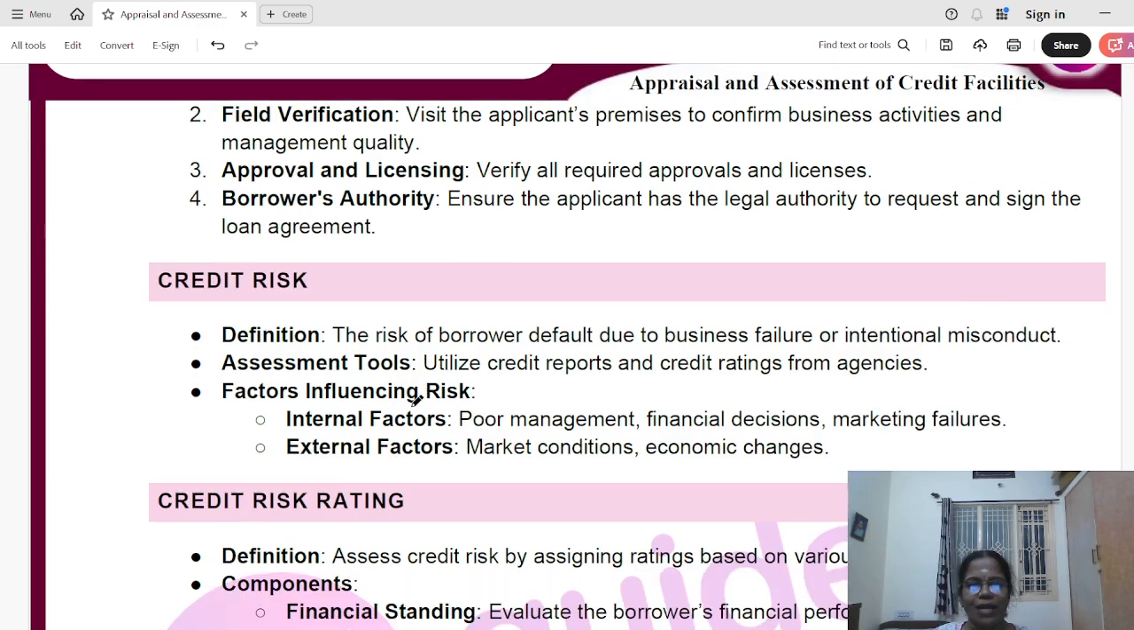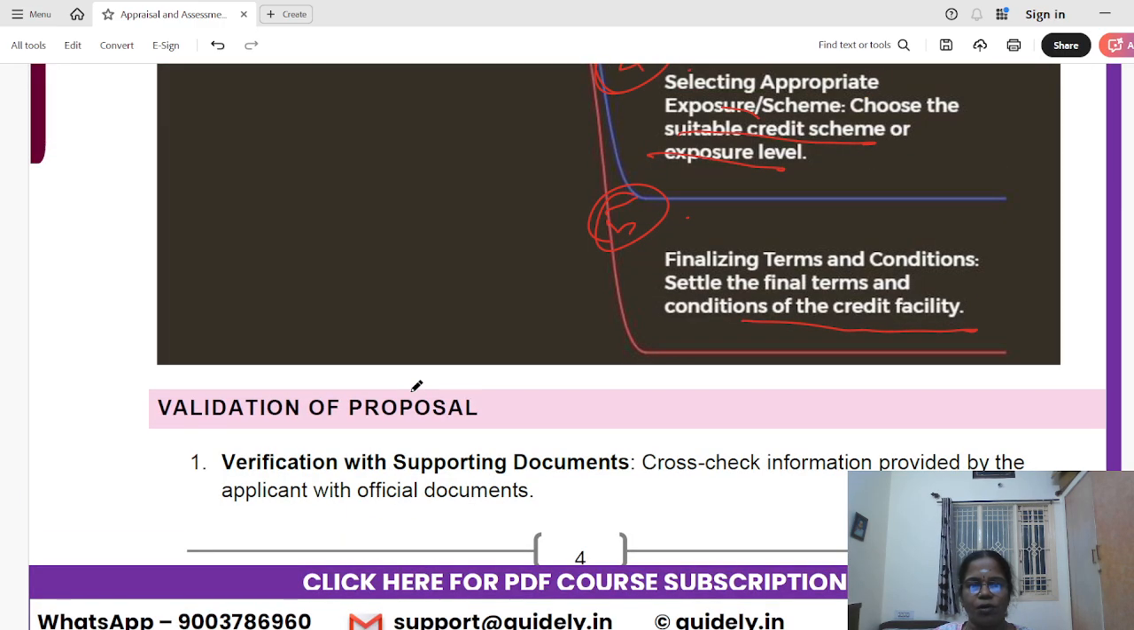The next topic is the validation of the proposal. How to validate the proposal? There are 4 steps to validate the proposal. The first one is verification with the supporting documents. What are the supporting documents that should be submitted by the borrower? They should be clearly verified.